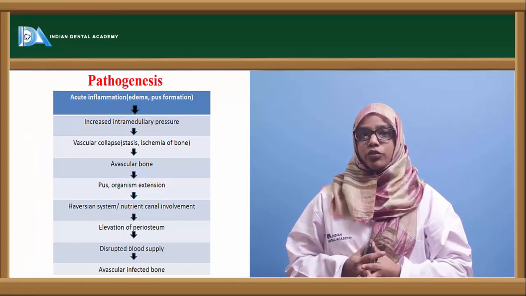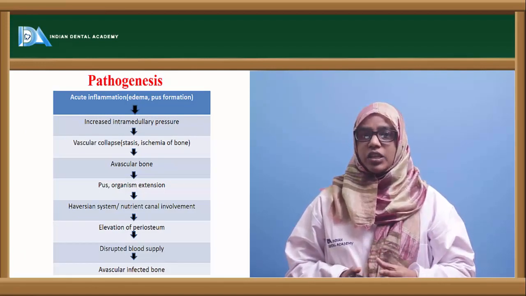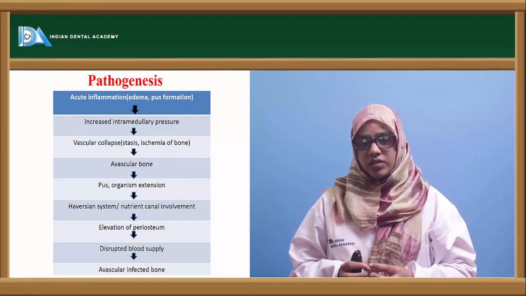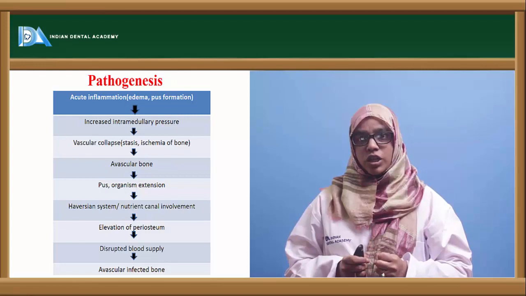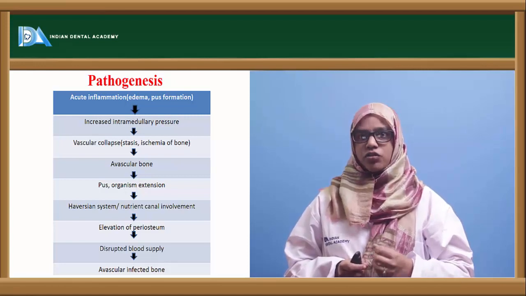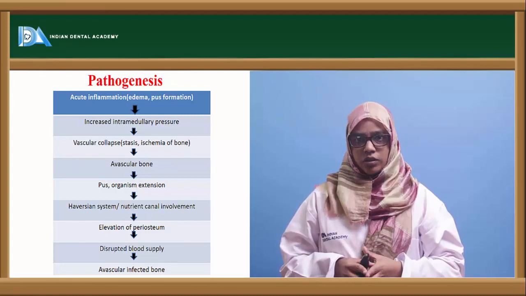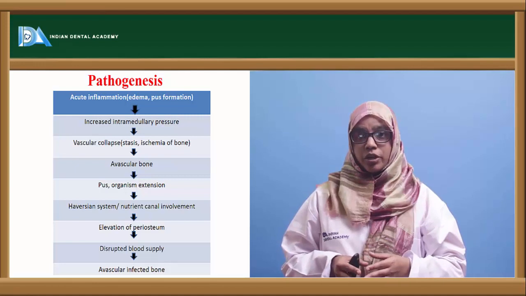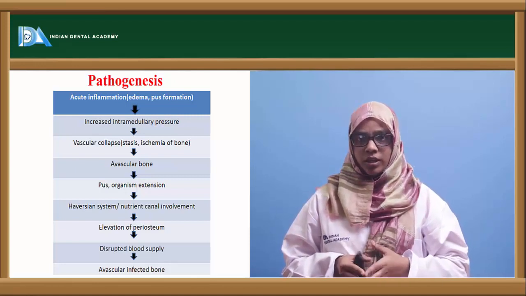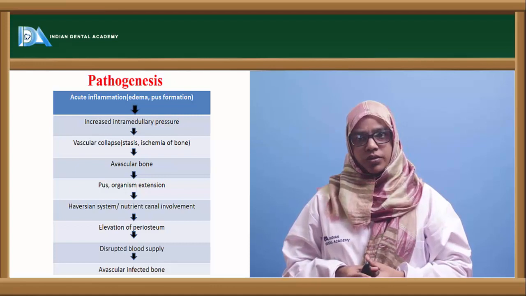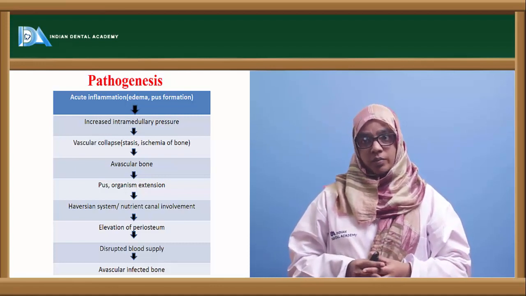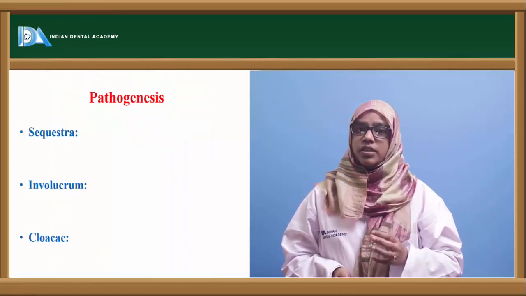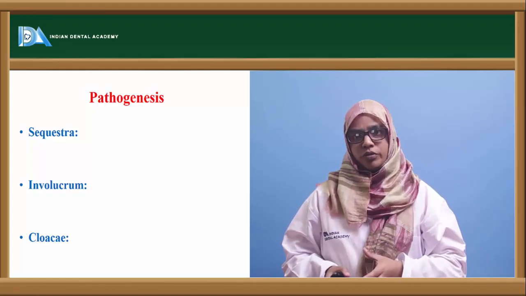Now, let's move on to the pathogenesis of osteomyelitis. In case of acute inflammation, there is edema and accumulation of pus. This increases the intramedullary pressure, which eventually causes vascular collapse, that is stasis and ischemia of the bone, resulting in an avascular bone. In this avascular bone, the pus will start to organize and spread through the Haversian system and the nutrient canal. Eventually, it causes elevation of the periosteum, which further disrupts the blood supply to the bone and causes avascular infection of the bone.